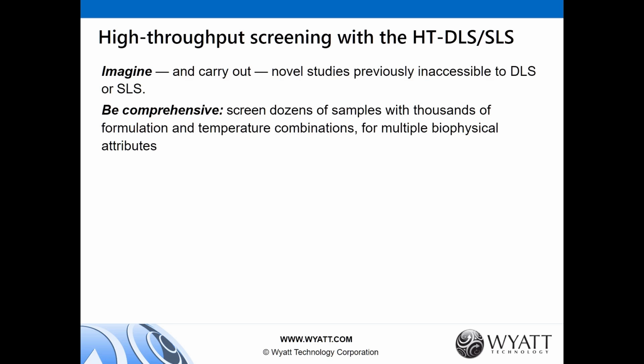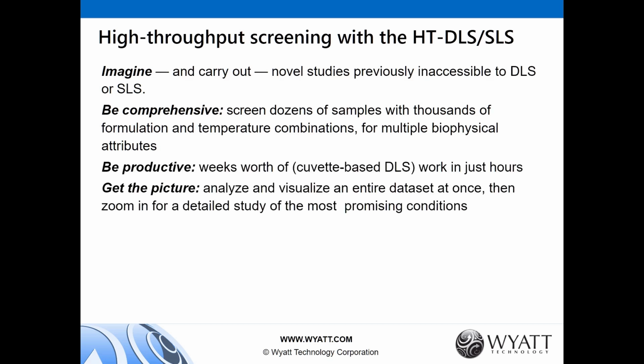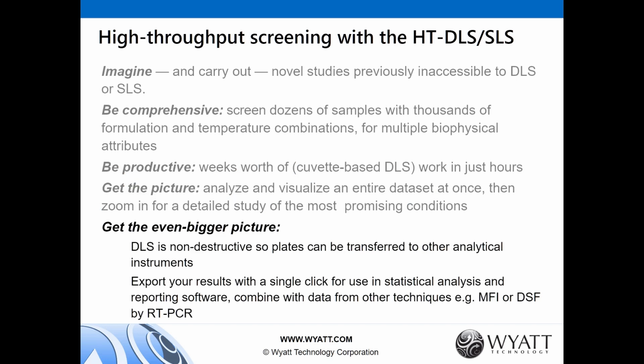You can be comprehensive, looking at dozens of samples, thousands of formulation temperature combinations, and get multiple biophysical attributes at the same time. You can be really productive. You can do weeks worth of cuvette-based DLS in just a couple of hours, and you'll get the picture. So you can analyze and visualize an entire data set at once using the spectral view heat map, and then zoom in for a detailed study of the most promising conditions, look at size, molecular weight, and KD and TM, and A2.